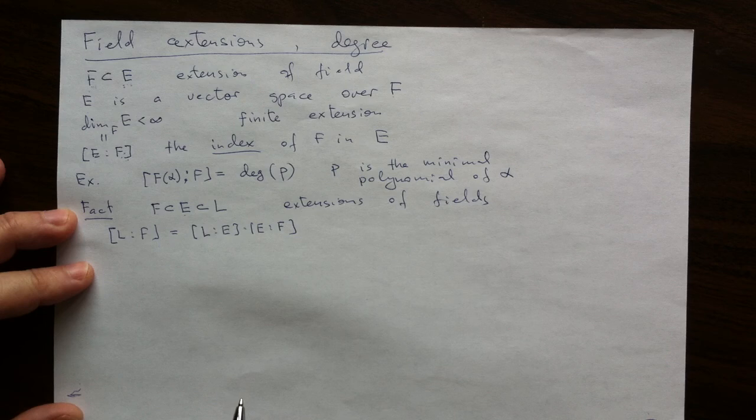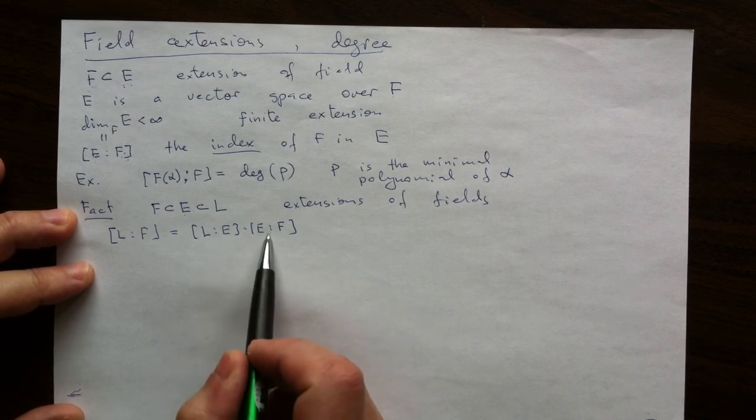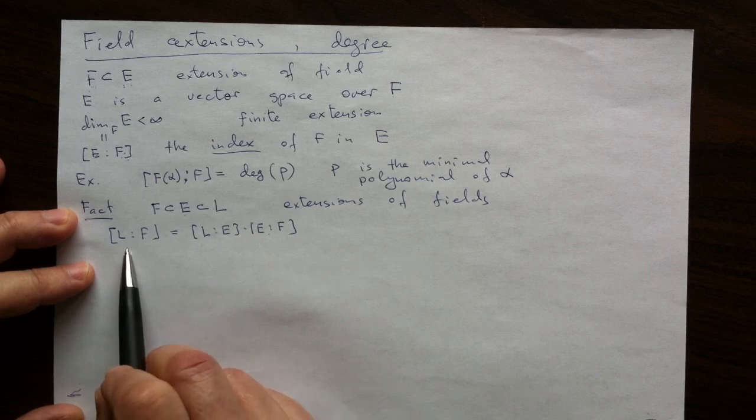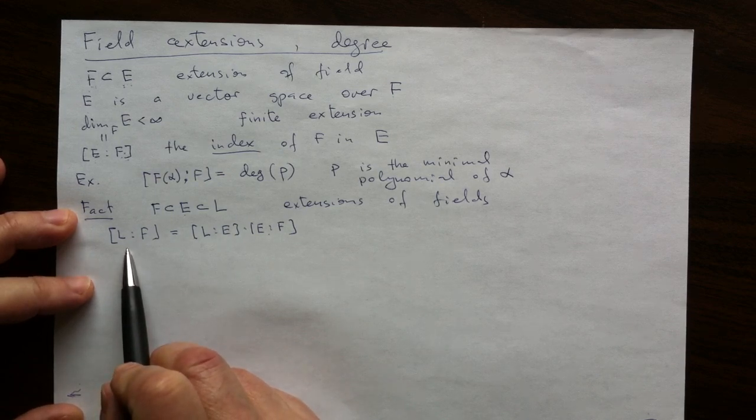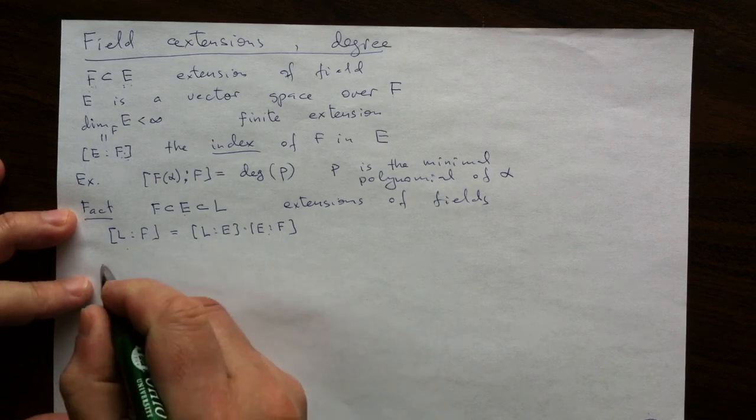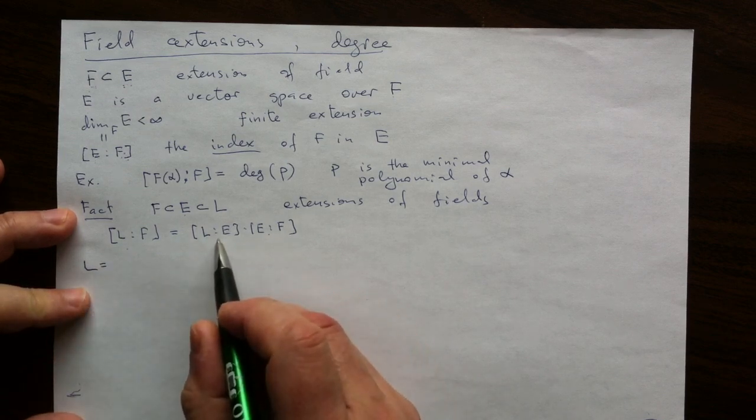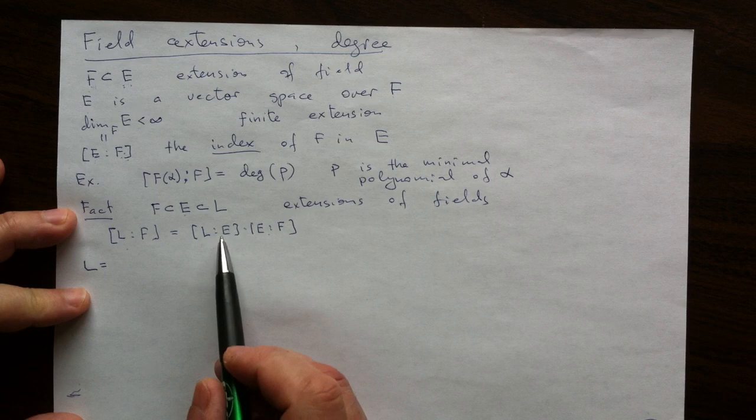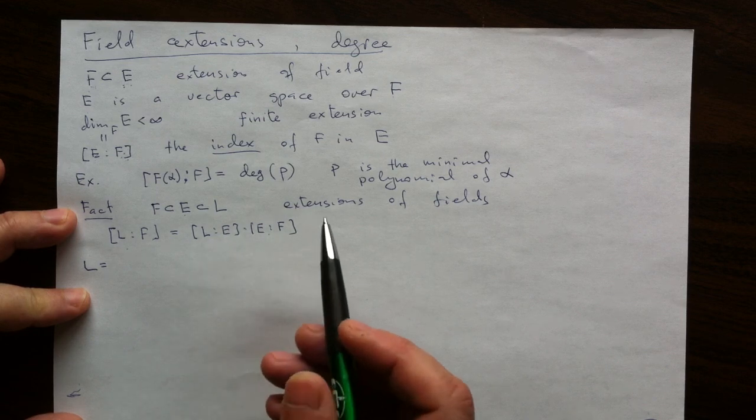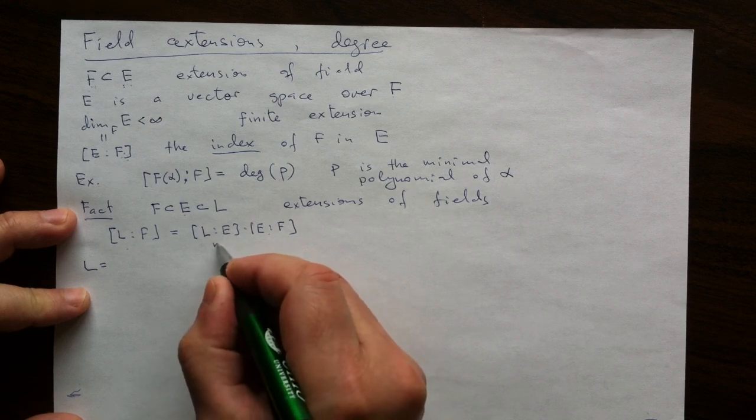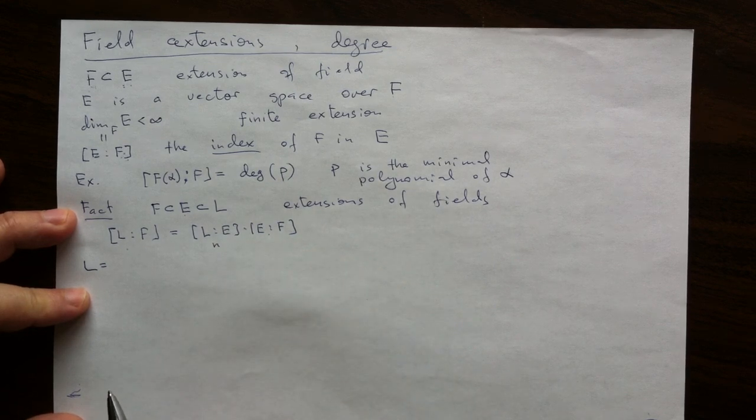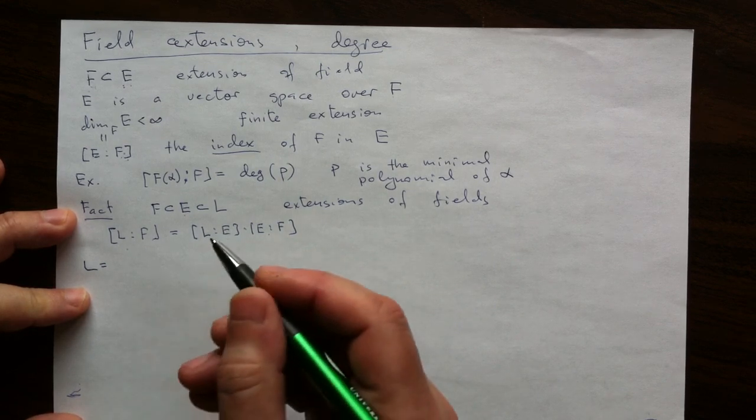To verify this, all you need to do is to unpack the definitions of these two and compare it with what that number is supposed to count. So let's look at L. Let's write down this index. Let's look at L as a vector space over E, and let's choose this number to be n. So this number counts how many basic vectors we should have in any basis.